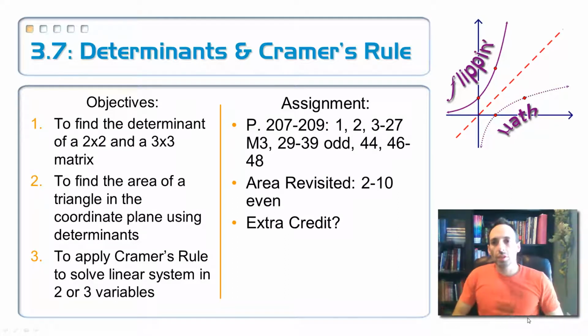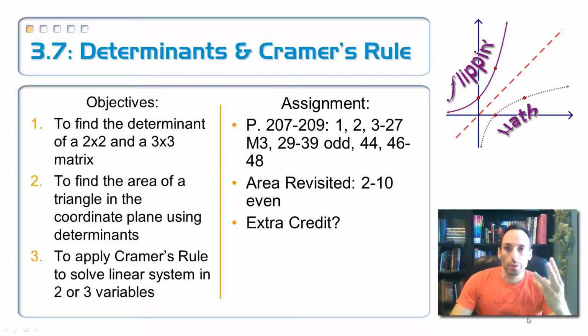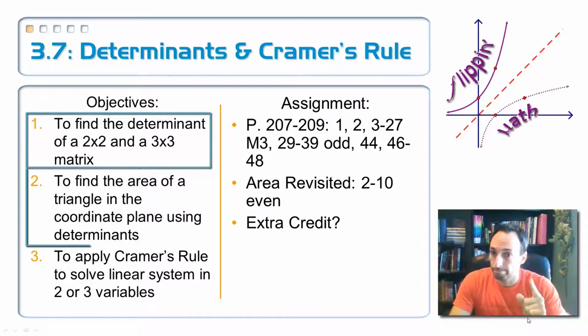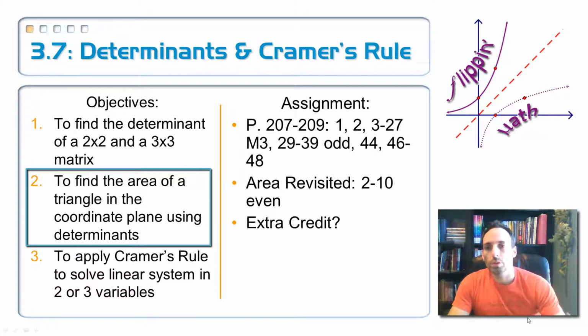Okay, so in this lesson, 3.7, we're doing determinants and this thing called Cramer's rule. Who's this Cramer guy? Why is he so big on rules? So our three objectives, first one, we're going to find a determinant of a 2x2 and a 3x3 matrix. Maybe you can get from that this is only dealing with square matrices. That's true. And number two, we're going to find the area of a triangle in the coordinate plane using determinants. It's one of the applications of determinants.